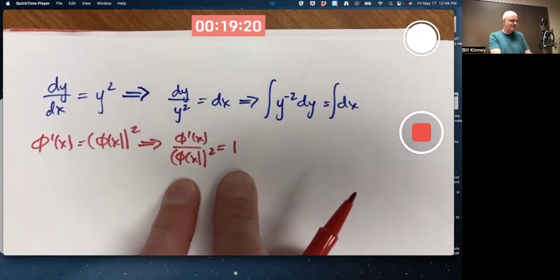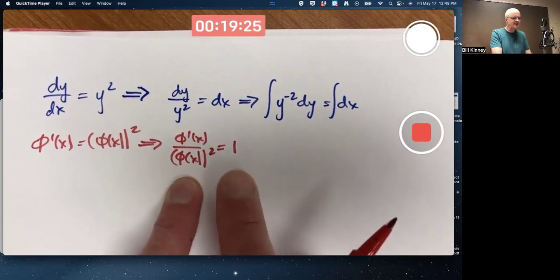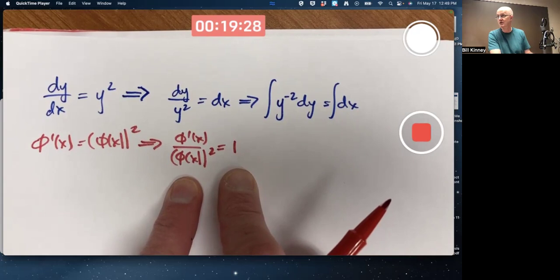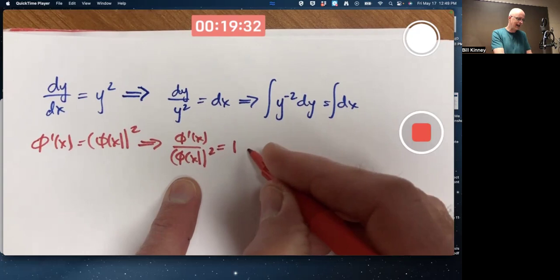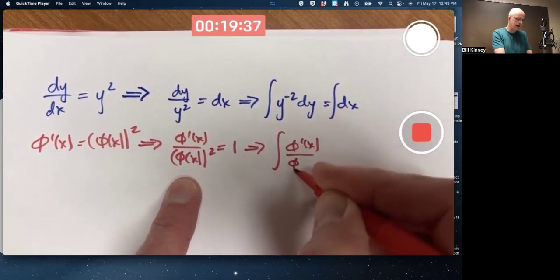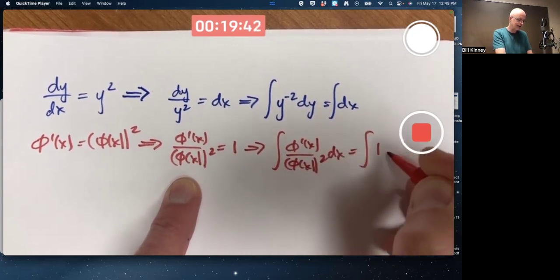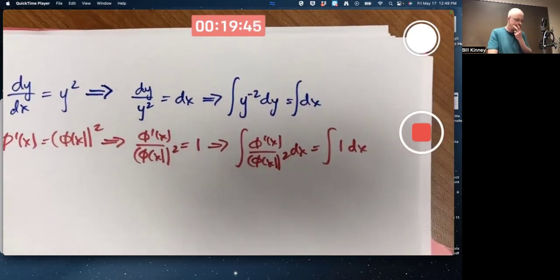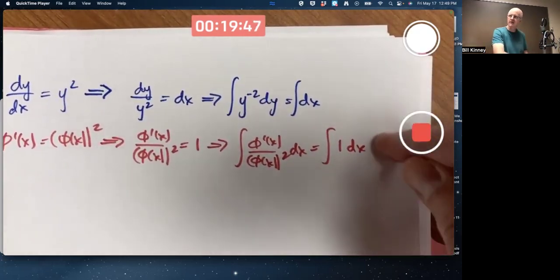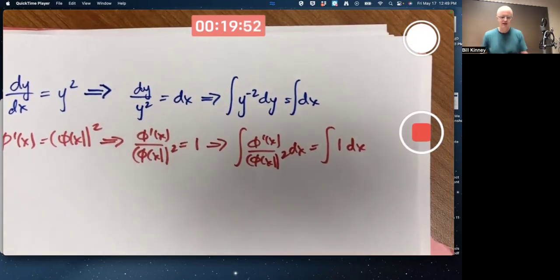I've got this thing always equaling 1. That's a function of x. 1 could be thought of as a function of x too, a constant function of x. If these two functions of x are equal, I guess when I integrate them, I should get two equal things too, at least up to an additive constant. Integrate them with respect to x. These two things look different, don't they? Well, at least on the left side, they look different. But guess what? They're really the same thing in disguise.